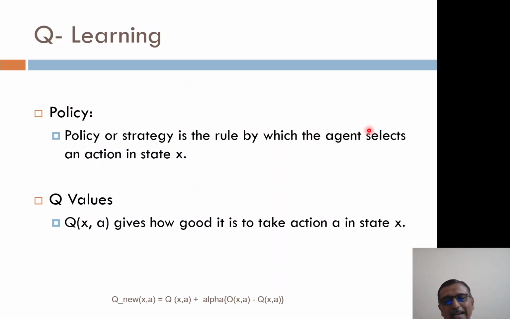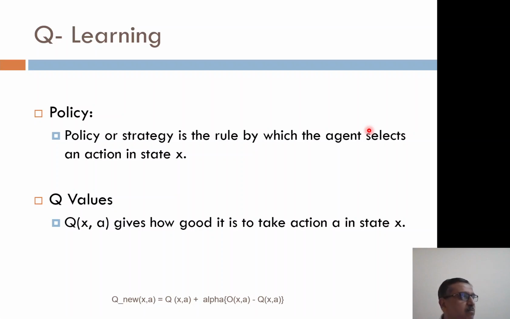So this idea about Q values revolutionized reinforcement learning, it was a quantum jump. Q(x, a) tells you how good it is to take action a in state x. To be precise, it's called the optimal Q values. I'll repeatedly tell you about Q values in this video so that the concept is clear. It tells you how good it is to take action a in state x.